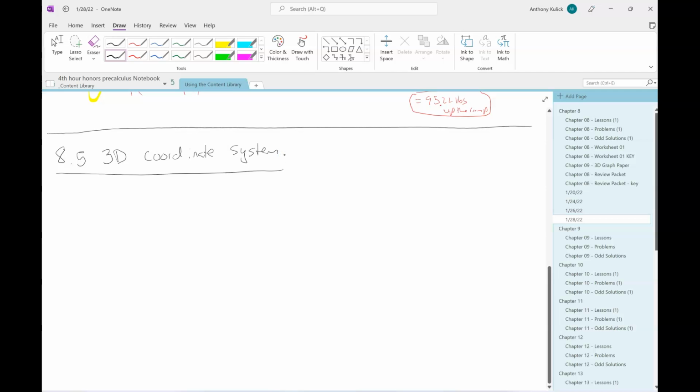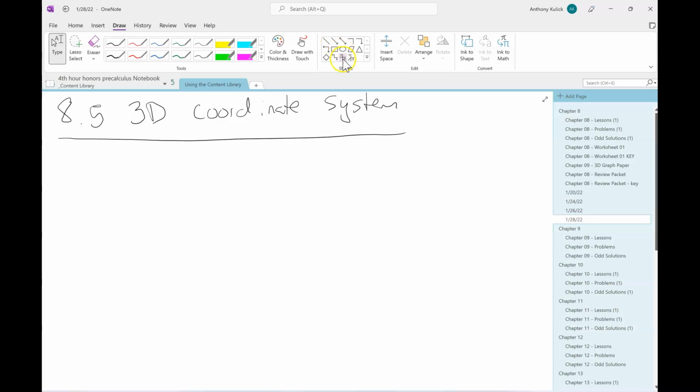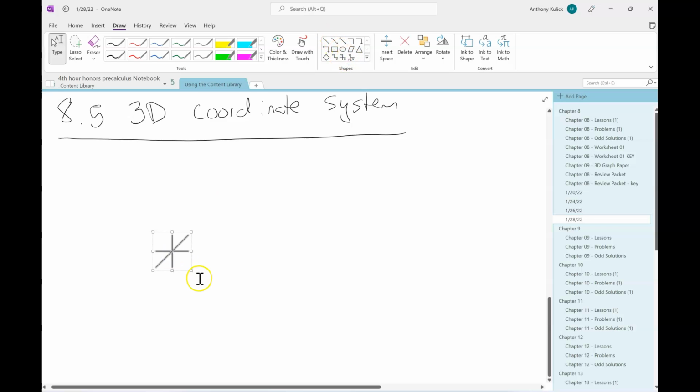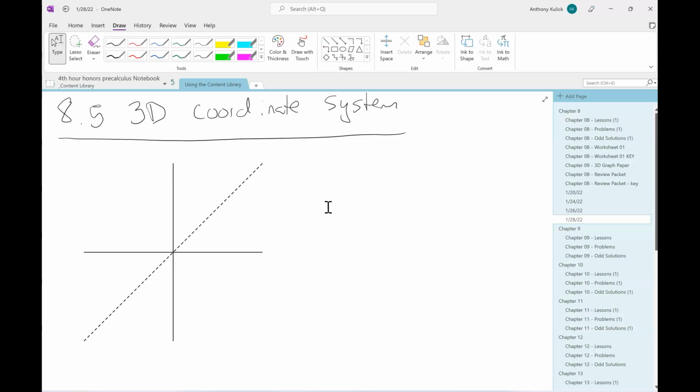So section 8.5, we're going to introduce the three-dimensional coordinate system. The three-dimensional coordinate system axes look like this. The dashed line, you need to picture one end of it coming out of the board towards you, and the other end going back into the board, like into Miss Garcia's room.